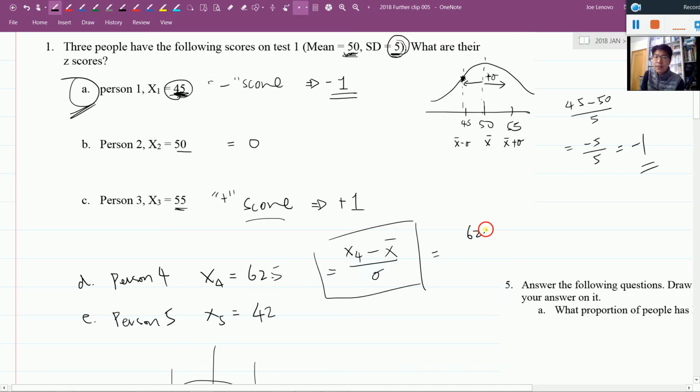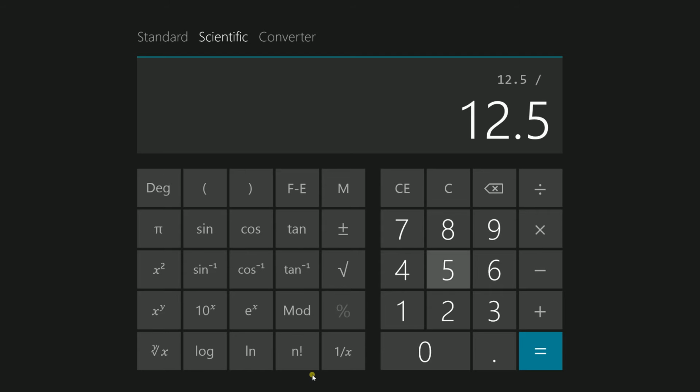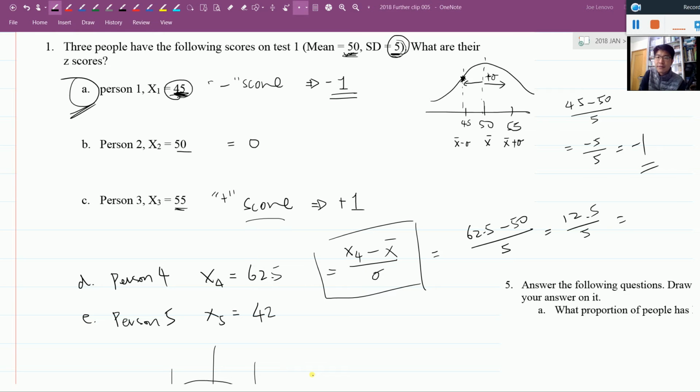It would be 62.5, take away 50, divided by 5, which is 12.5 divided by 5. If I can't do it in my mind, then use a calculator. 12.5 divided by 5 equals 2.5. It's positive. As I say, positive 3 is the maximum you can get. Positive 2.5, you are close to a monster. This is extremely good. It's basically the top, like the top of the class or just the second one, right?